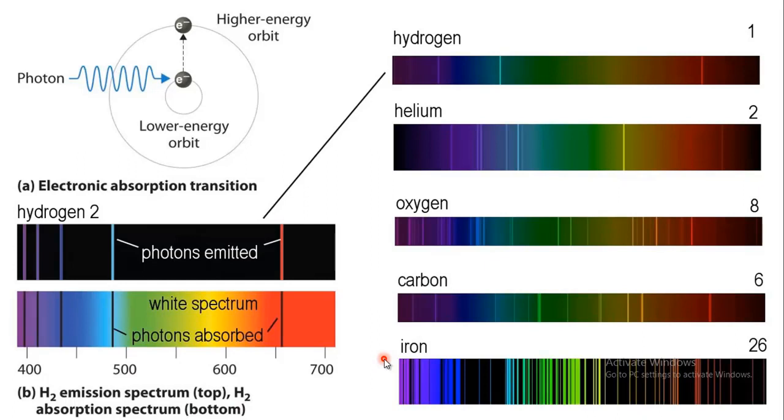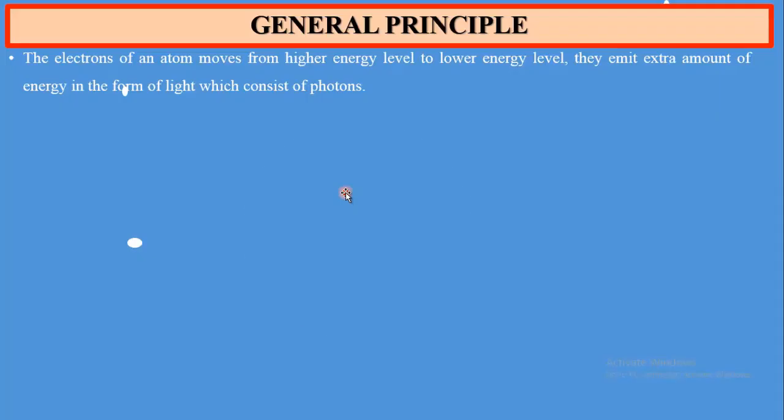This is the spectrum of hydrogen. Here, this is the emission spectra of hydrogen, with a dark background and bright lines. What about absorption? Dark lines and a colored background. So these are the spectra of different elements: hydrogen, helium, oxygen, carbon and iron are shown.